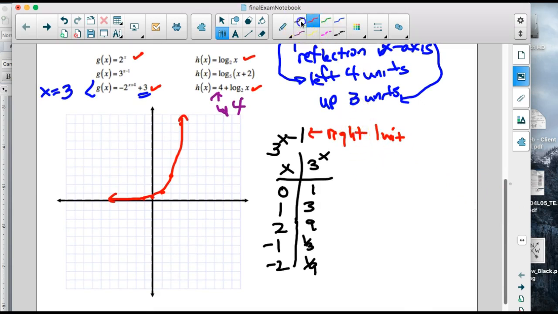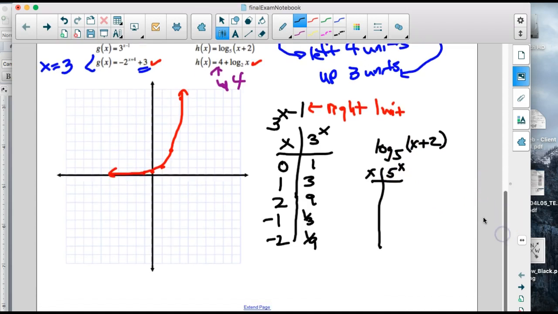So if we're doing log base 5 of x plus 2, I'm going to start first of all with 5 to the x, because that's the base I have. And then we're going to have to switch it over to the logarithm by switching the values x and y. So 0, 1, 2, -1, -2. This is 0 is 1, 1 is 5, and 2 is 25. And then we have the reciprocals, 1/5 and 1 over 25.